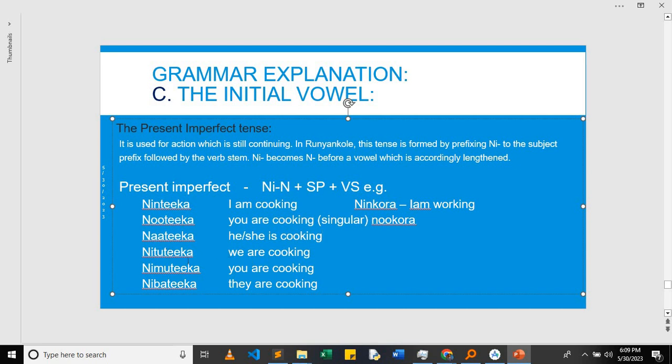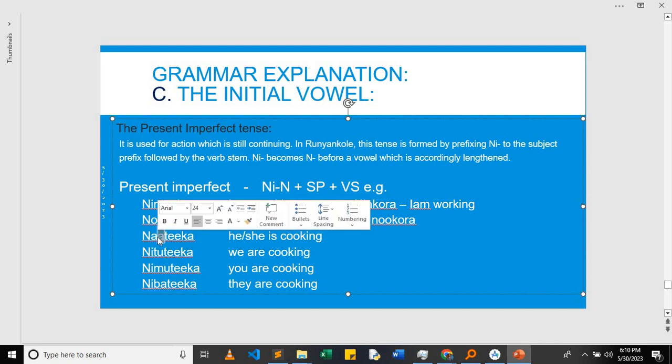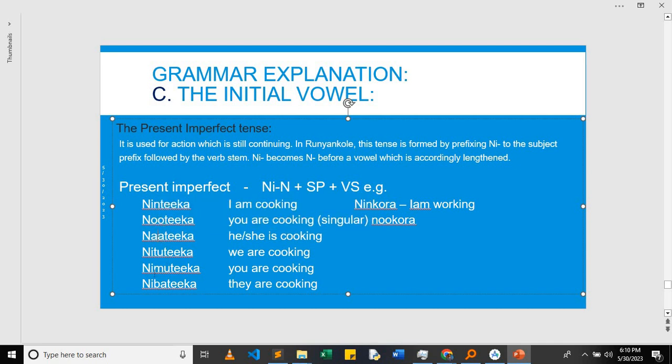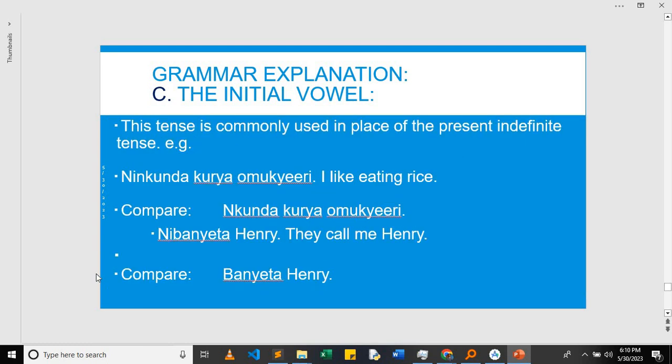Nituteka, we are cooking. Nimuteka, you are cooking. Nitukora, we are working. Nivateka, they are working. Nivateka. So we can see how it is applied.